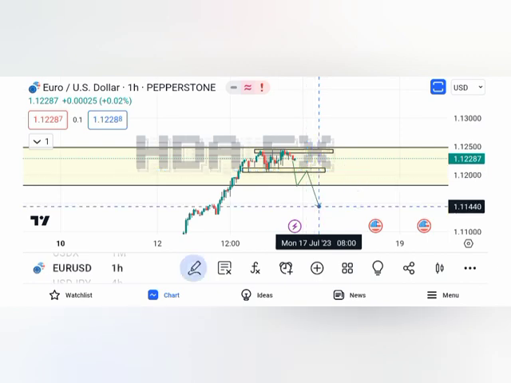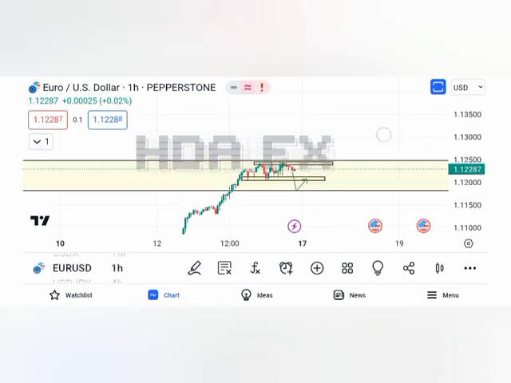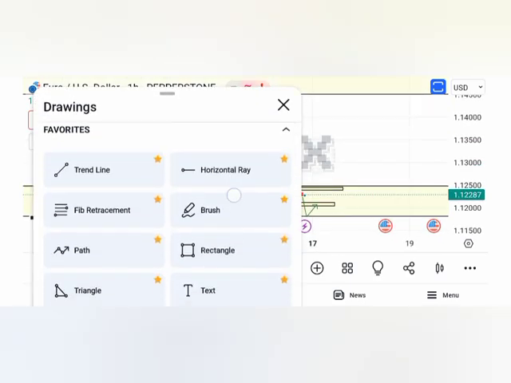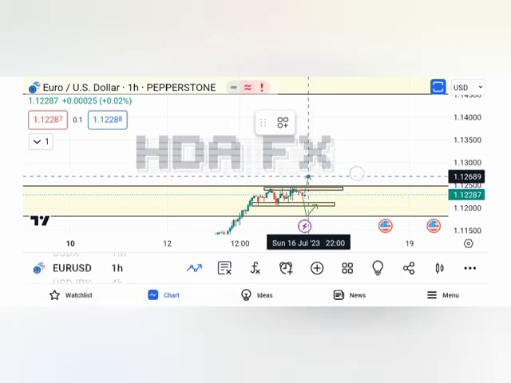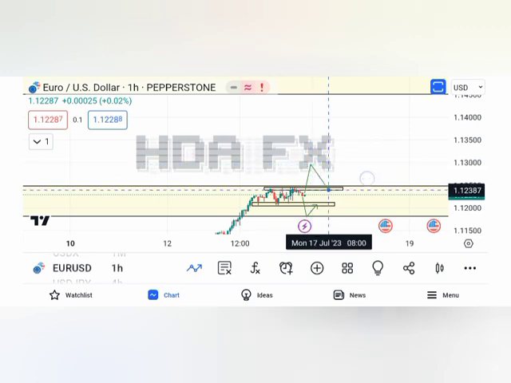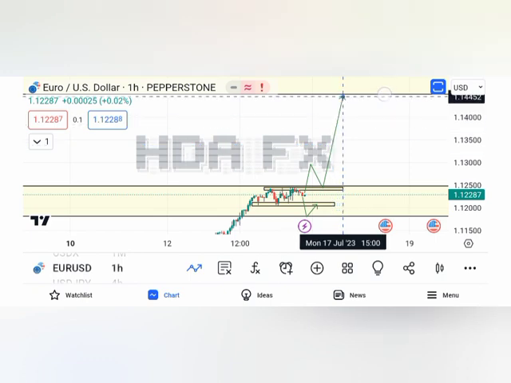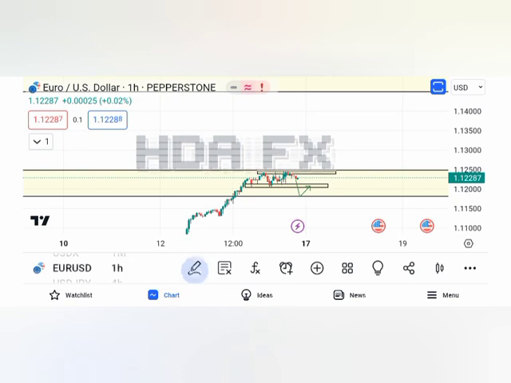But sometimes too, like I said, market can do whatever it likes. Sometimes the price can break upwards. And if price breaks upwards, I'll be waiting for a retest to this point, then buy to this level. I'll buy at this key level. I'll wait for a retest to this key level here, then buy to this very point. So two scenarios.